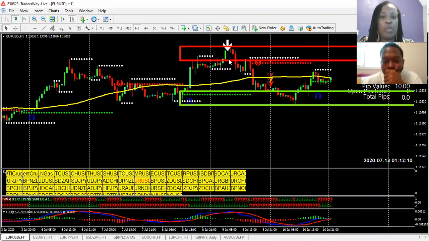It just tells us what position we should be taking. That's not the time that we're going to get in or anything. It's just giving us that indication. And then I add the entry arrows. These little circle entry arrows.